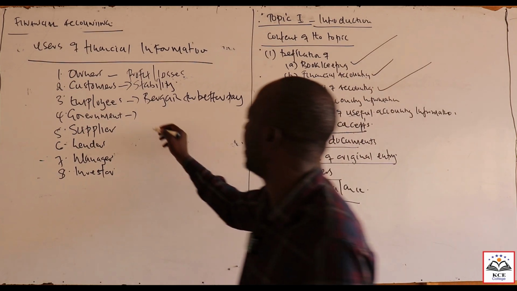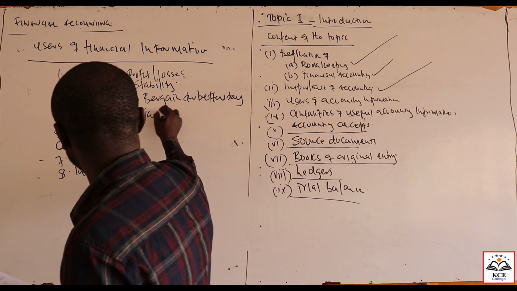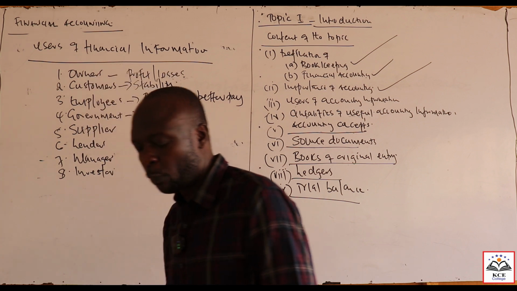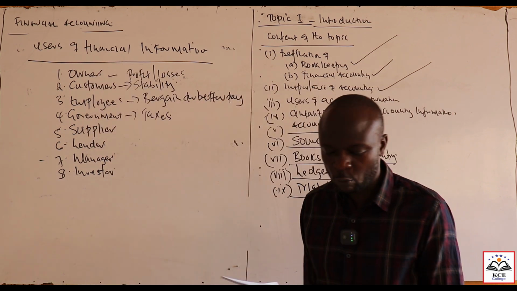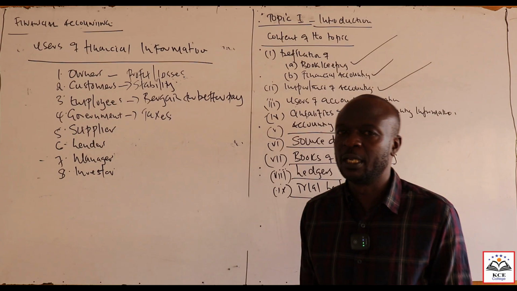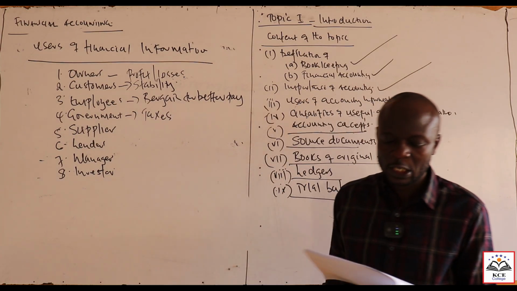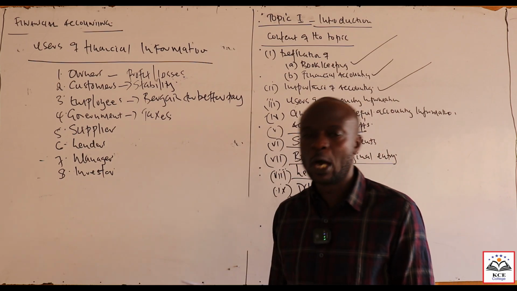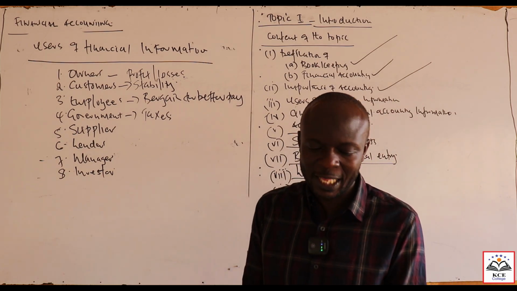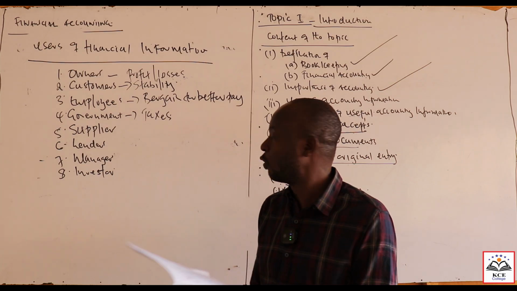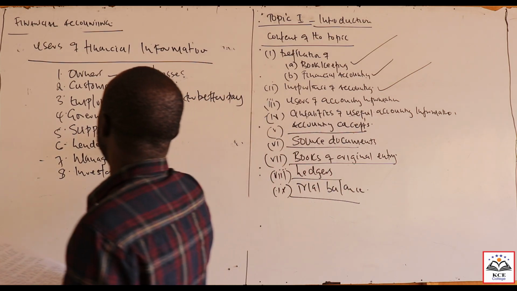Then the government. The government is mostly interested because they want to plan and estimate accurately the amount of taxes they can generate from business entities. So they will be interested in knowing how the business is faring, so that they can accurately estimate the amount of taxes that they can generate from a particular business.